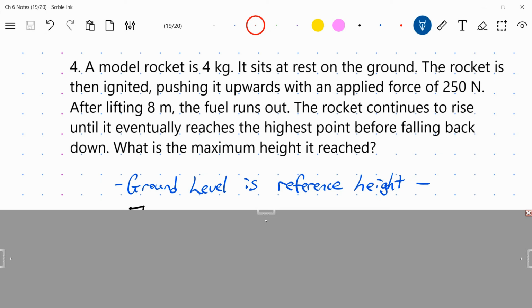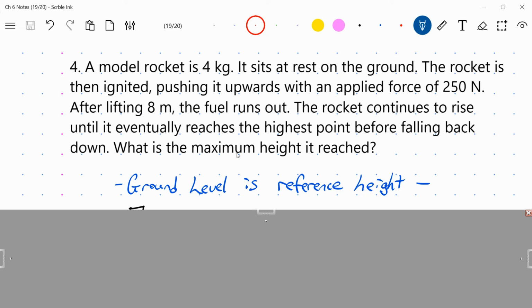It sits at rest on the ground, and then it's basically launched upwards. There's an applied force of 250 newtons, which only pushes for a very short distance, a very short amount of time. It lifts 8 meters, at which point the fuel runs out, but for the record, that rocket would be going fast. It would still continue to rise beyond that point. 8 meters is just the point that the applied force disappears. So the rocket continues to rise, and eventually it reaches the highest point before falling back down. We want to know that maximum height reached.